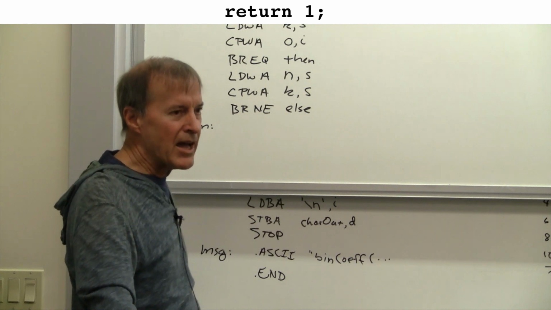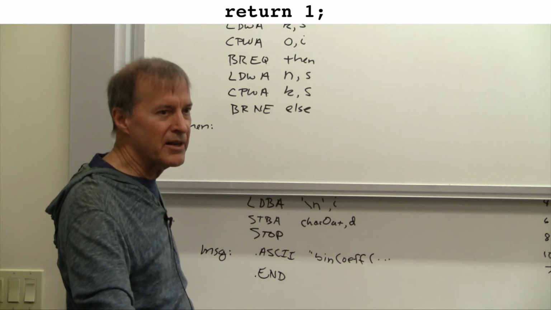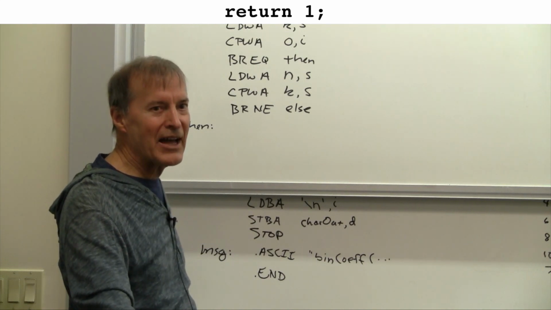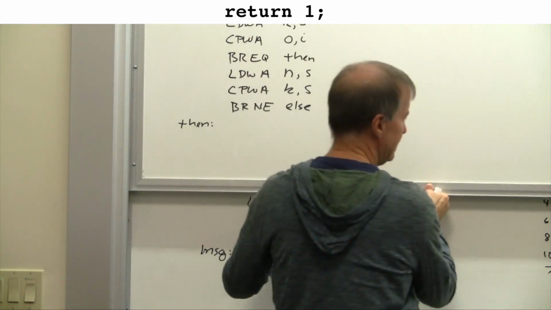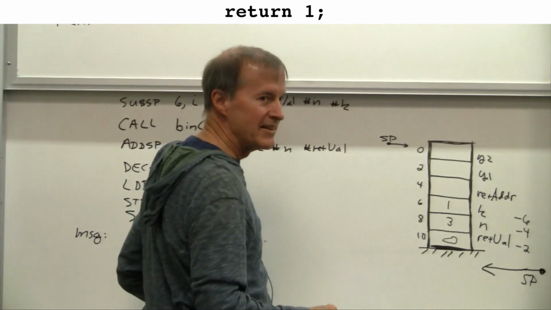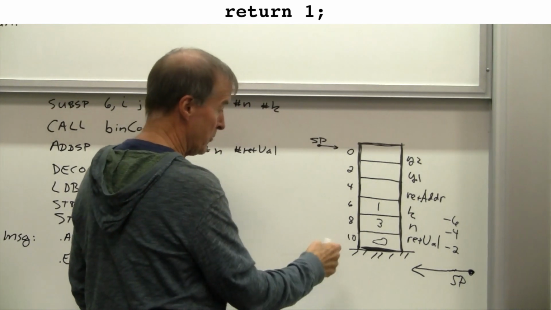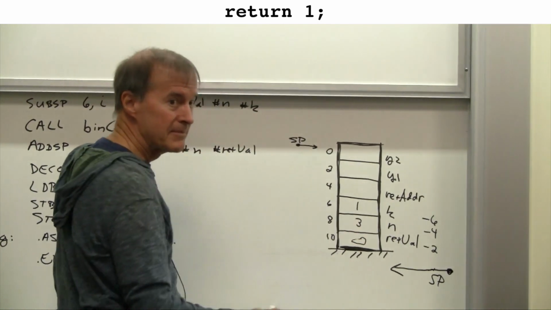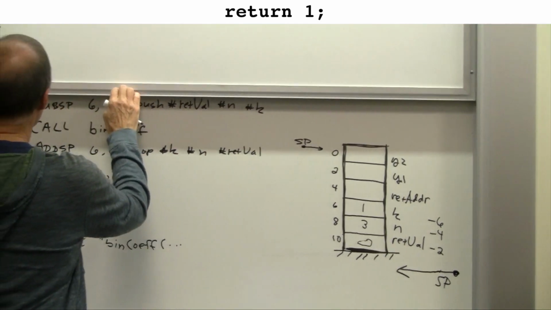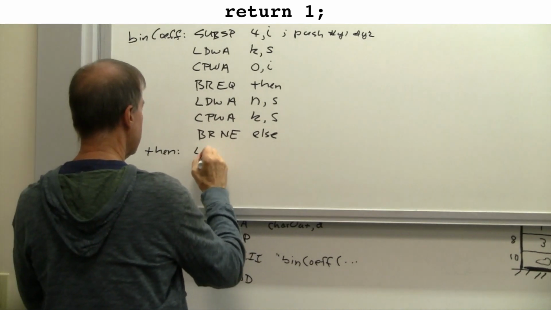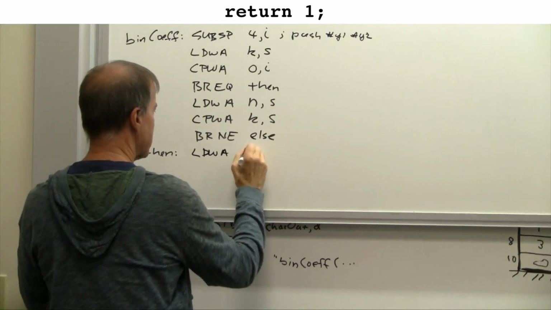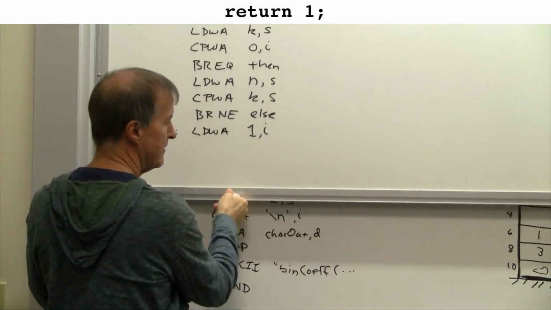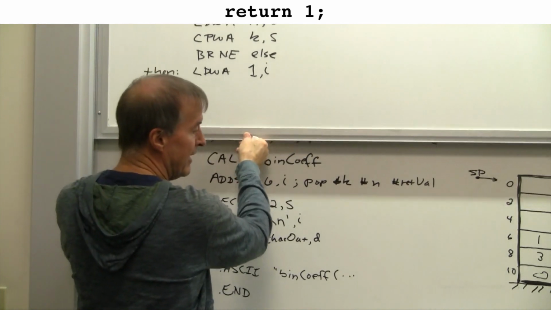All right. So now the question is, how do we return 1? Well, what do we have to do? We got to put a 1 here. Yeah. So load word accumulator, 1, addressing mode. Immediate. Excellent. You guys are good. And then what? Oh, and now, yeah, what does it say?